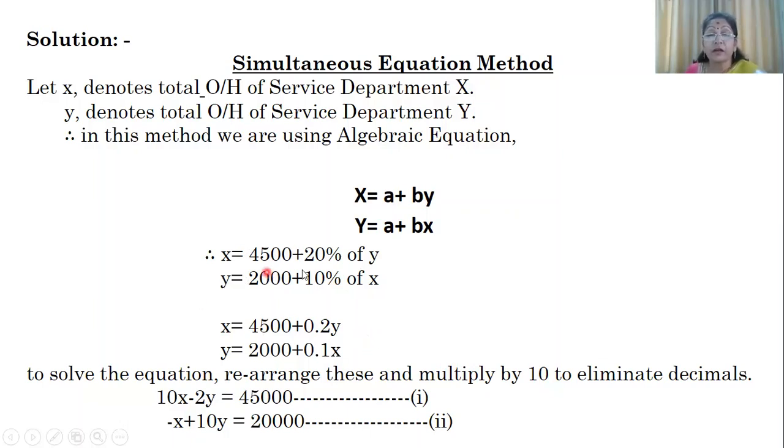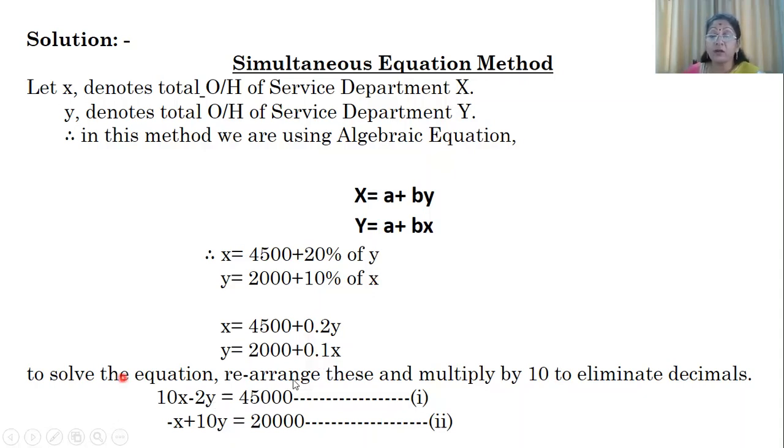X is equal to 4,500 plus 20% of Y. Then Y is equal to 2,000 plus 10% of X. Then X is equal to 4,500 plus 20 divided by 100. Why do we put 100? This is a percentage. So 20 divided by 100, we get 0.2Y. This Y we have to bring here. Then Y is equal to 2,000 plus 10%. How did we convert? 10 divided by 100, this is 0.1. The x should be brought here.